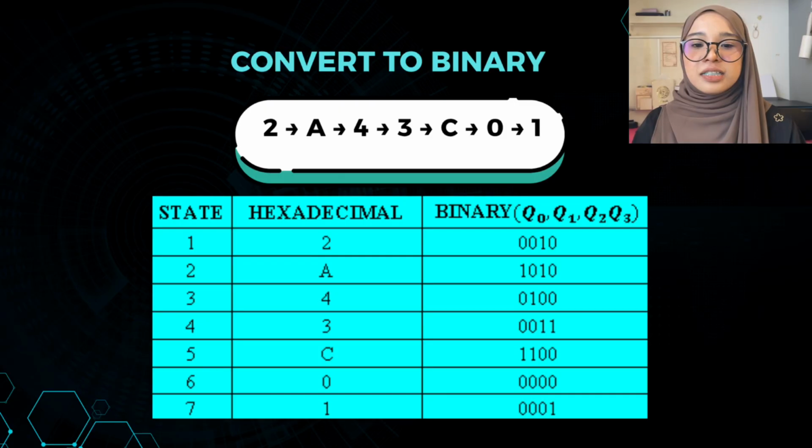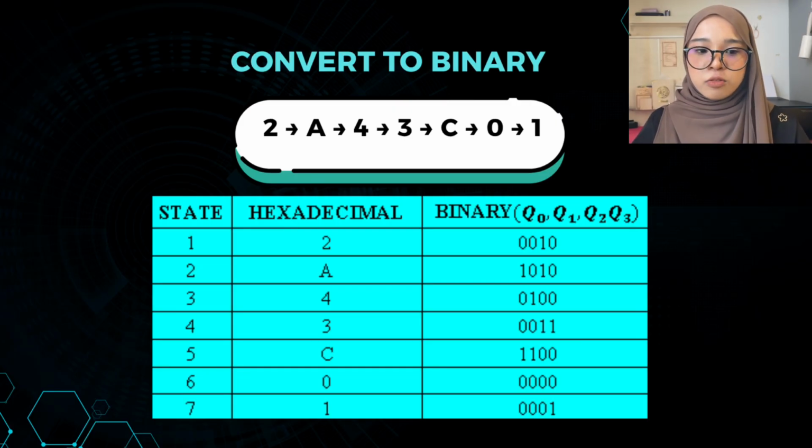State 2 hexadecimal is A. In binary it will be 1010. For state 3, hexadecimal is 4. It will be 0100. State 4 hexadecimal is 3. It will be 0011. State 5 hexadecimal is C. Binary is 1100. State 6, hexadecimal is 0. In binary it will be 0000. And the last one is state 7. Hexadecimal is 1 and binary will be 0001.